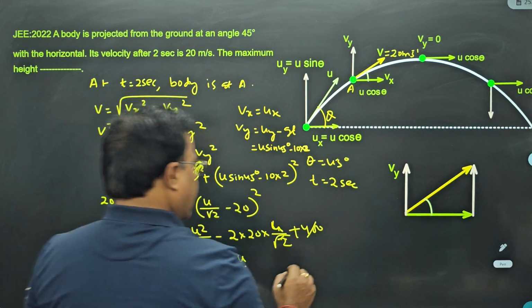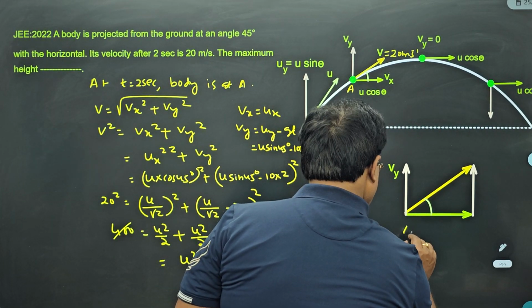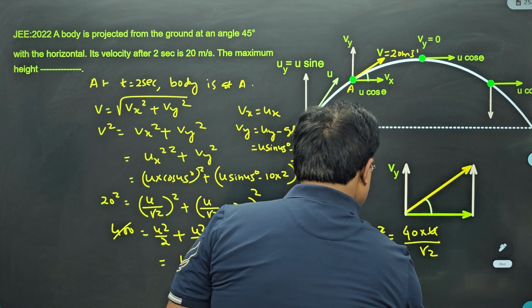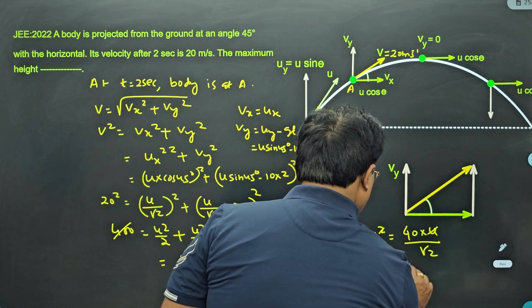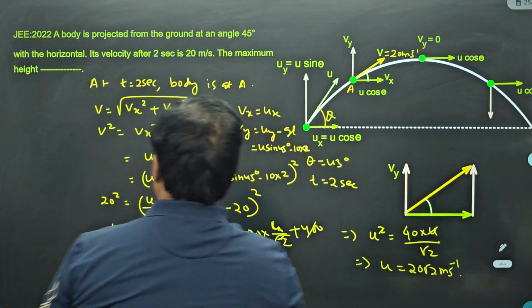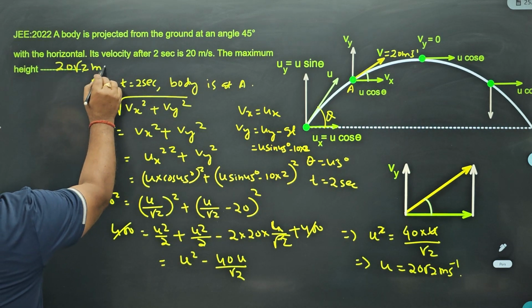Okay, my dear students. Next step, what is U square? U square is equal to 40 into U by root 2. Now one U is cancelled, so therefore U is equal to 20 root 2 meter per second. So the answer to this question is 20 root 2 meter per second.